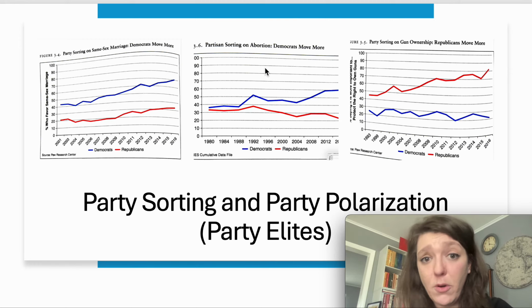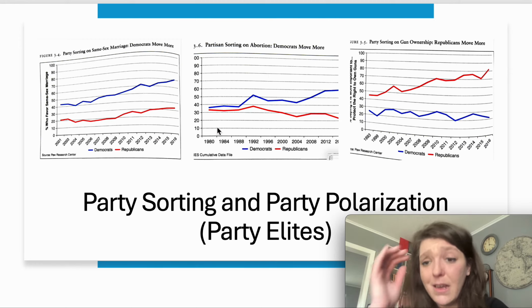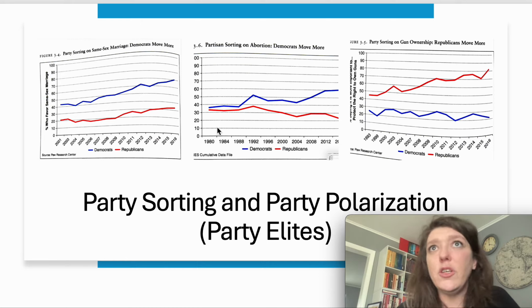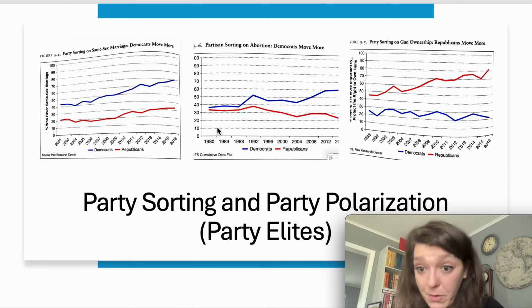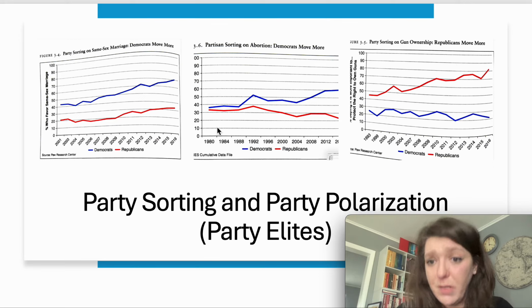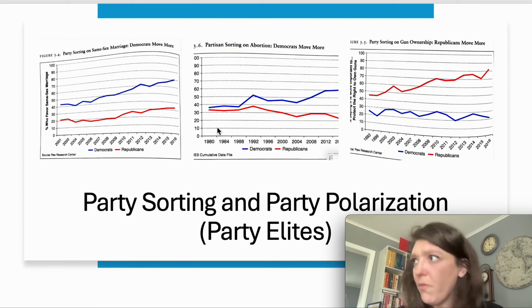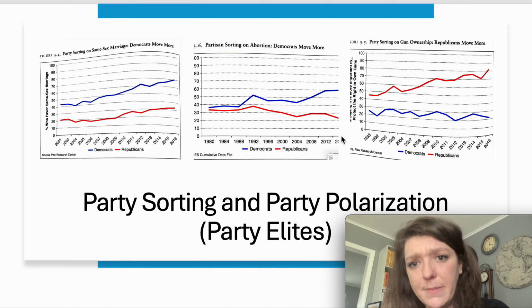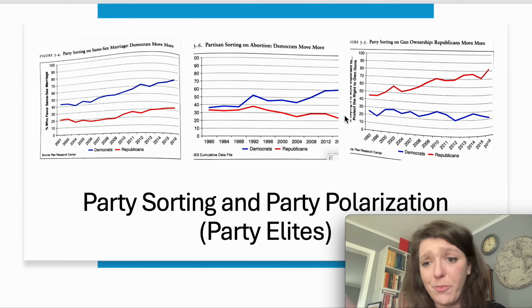Over here, we have abortion. Back in the 80s, we had kind of a consensus on abortion. There were certain times where abortion was seen by the majority as acceptable, and certain times when abortion was seen as unacceptable by the majority, regardless of party. The two parties were pretty close together. But you can see a significant divergence all the way into 2016. We got much more separation between the two parties.